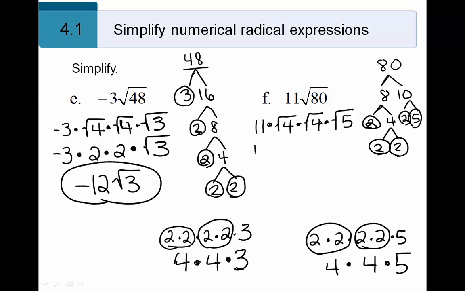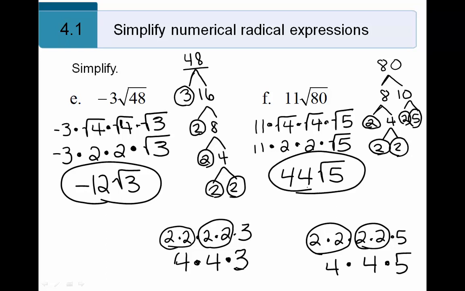So I'm going to have 11 multiplied by the square root of 4 is 2, multiplied by another square root 4, which is 2, multiplied by square root 5. So now you're going to multiply 11 multiplied by 2 multiplied by 2. 11 times 2 is 22. 22 times 2 is 44. So you end up with 44 times the square root of 5, or 44 square roots of 5.